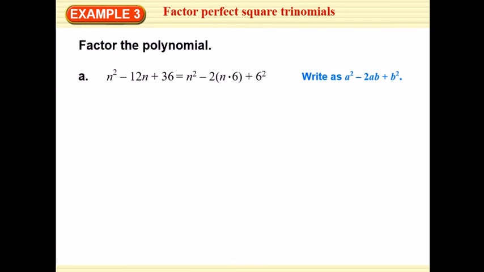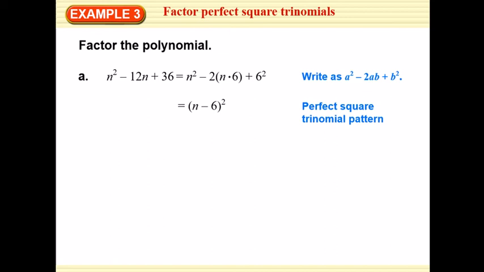By rewriting it in that form as a perfect square trinomial, I can see exactly what's happening. And then I can factor it. I can reverse the process. By factoring the perfect square trinomial using that pattern, I get the quantity n minus 6 squared.